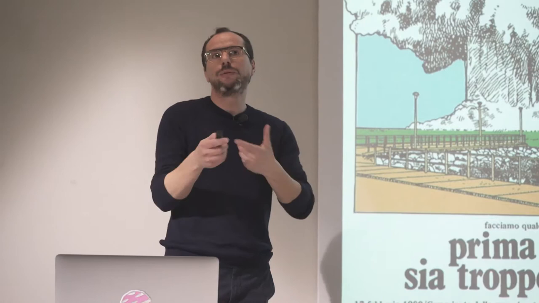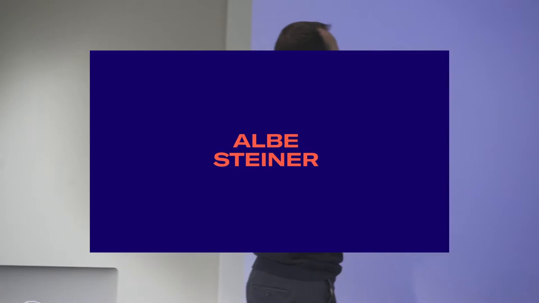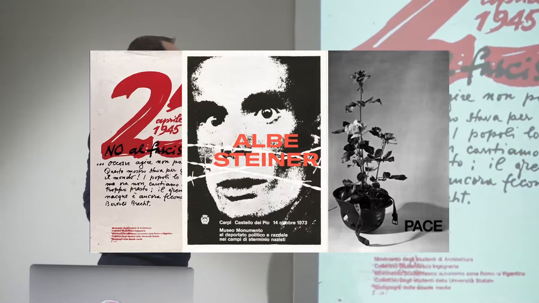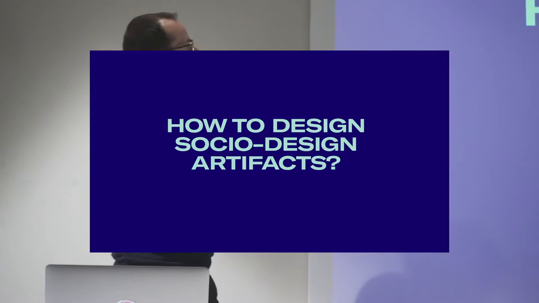He was a pupil of Albe Steiner, who probably should have been mentioned before. Anyway, even Albe Steiner is one of the greatest designers we had in Italy that used design to try to drive a change. So it's peace, it's quite easy and understandable. 25th of April, so liberation from fascism. Or this was for a museum on deportation. But yes, how to make these things?